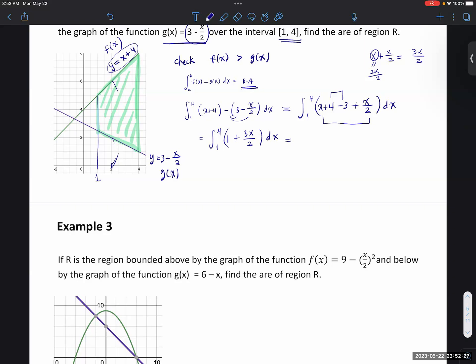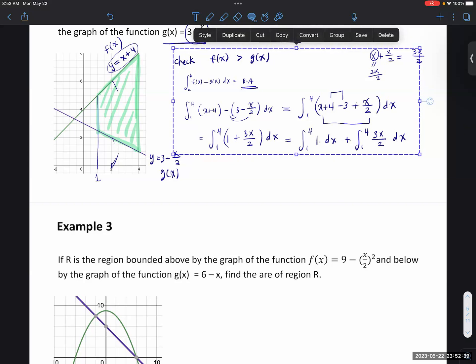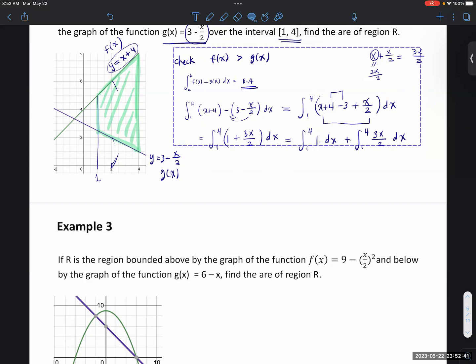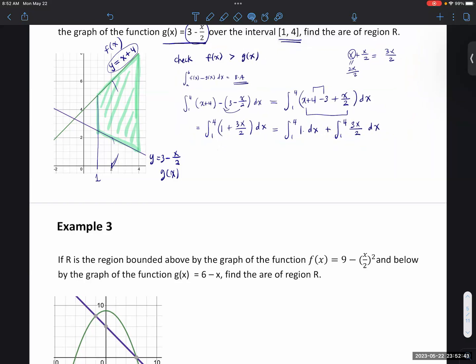I'm going to separate it: the integral from 1 to 4 of 1 dx, plus the integral from 1 to 4 of 3x over 2 dx. I'm going to just minimize a little bit so that it is going to be x from 1 to 4. You took the integral, and I'm going to bring 3 over 2 to the front, x squared over 2 from 1 to 4.